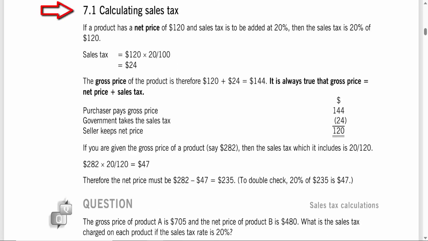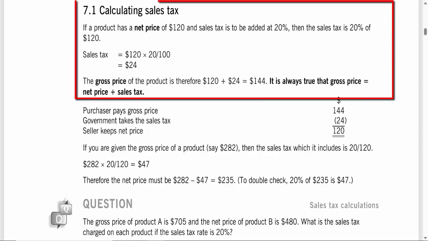Calculating sales tax. Sales tax is an additional amount added to the original or net price of a product. This amount is typically calculated as a percentage of the net price. Let's go through the example provided. 1. Net price of the product. Here, the net price of the product is $120. 2. Sales tax rate. The sales tax rate is given as 20%. This means that the sales tax will be 20% of the product's net price.